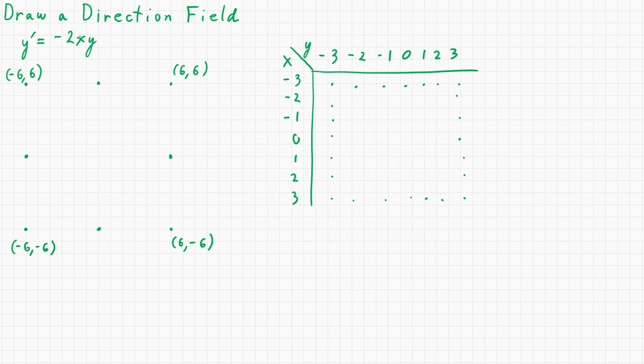So in here, if we have -2xy, if x is 0, it doesn't matter what y is, y prime is always 0, because 0 times whatever is still 0. So I can say that when x is 0, all of these numbers are 0. And I can also say that when y is 0, it doesn't matter what x is, y prime is always 0. 0, 0, 0, 0. So I can draw on these lines without doing a lot of computations.